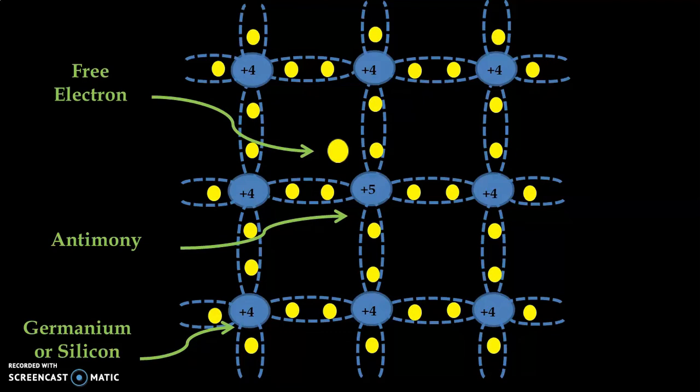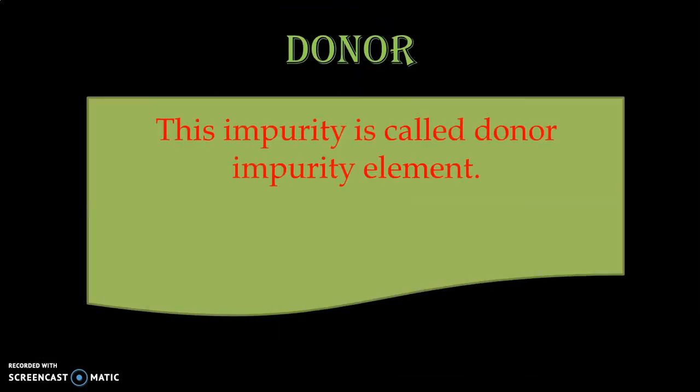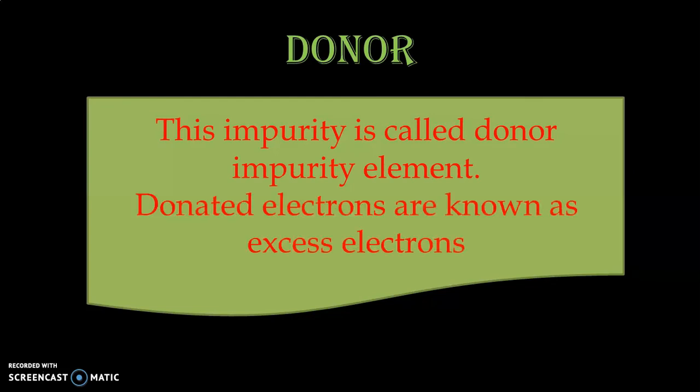This way, free electron is generated with the added pentavalent impurity in the pure germanium or silicon semiconductor. The number of free electrons is exactly equal to the atoms of the impurity added with the pure germanium or silicon. This impurity is called donor impurity element because they are donating the electrons. Donated electrons are known as excess electrons.